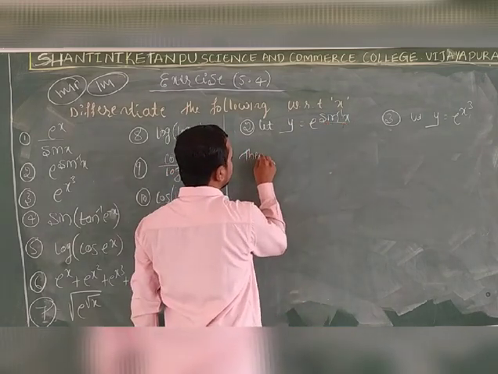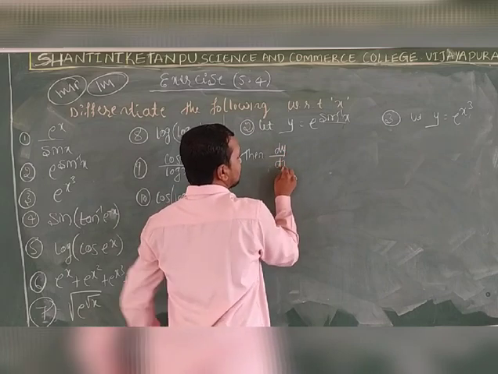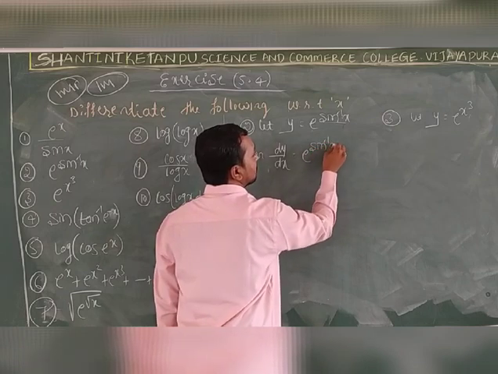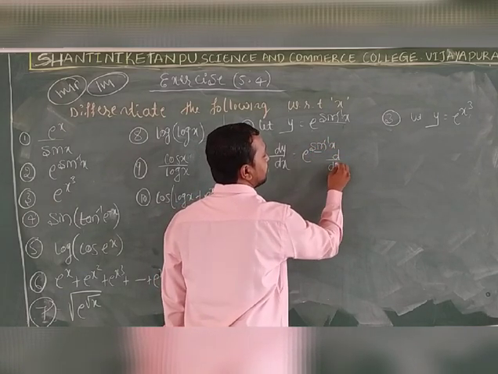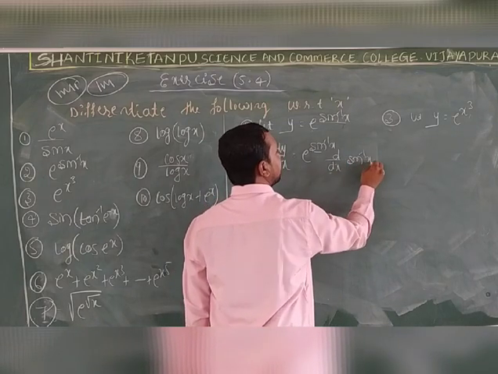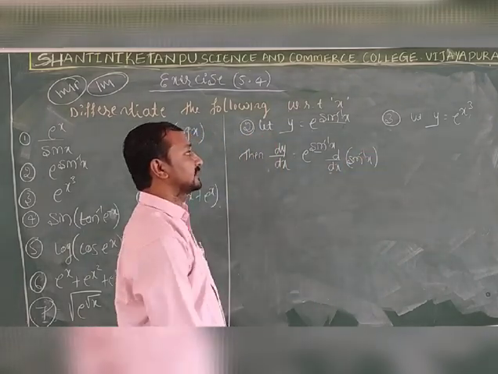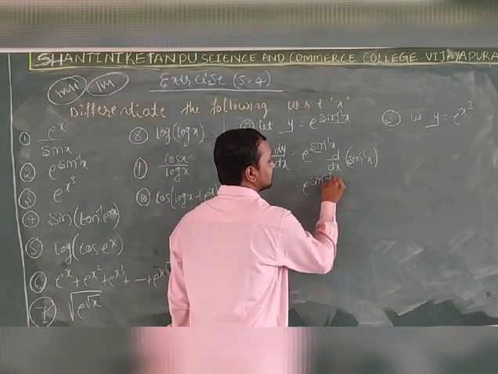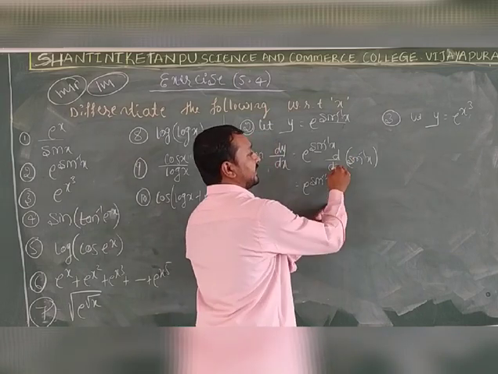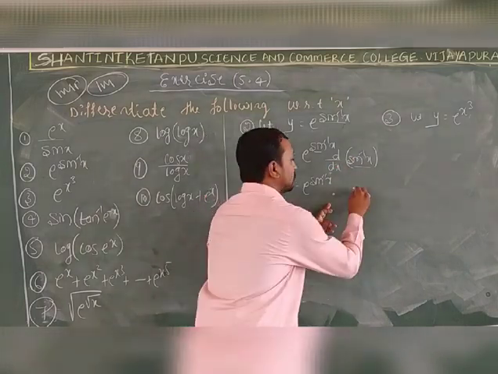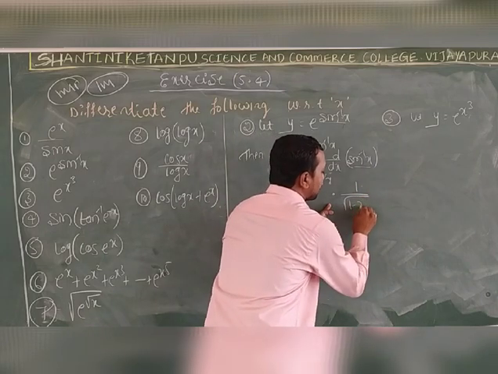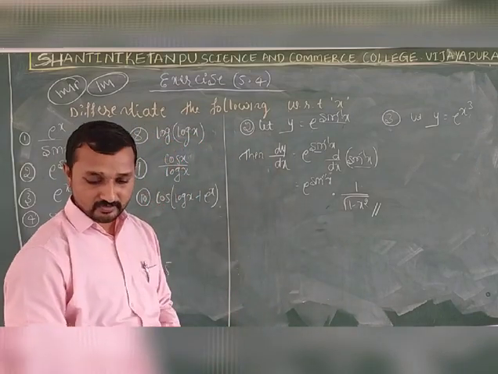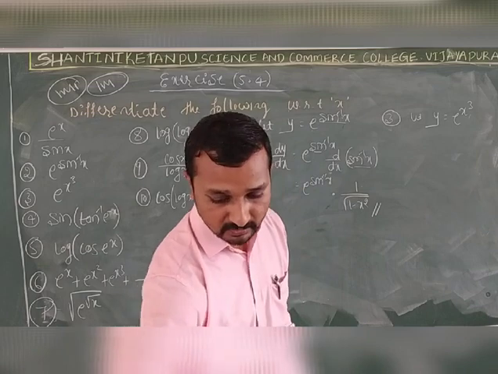Then dy by dx is equal to the derivative of e raised to x, which is e raised to x, where x is sin inverse of x, with respect to this function, d by dx of sin inverse of x. So that is equal to e raised to sin inverse of x as it is, then into d by dx of sin inverse of x. What is the derivative of sin inverse of x? 1 divided by root of 1 minus x square is the answer. Very simple.